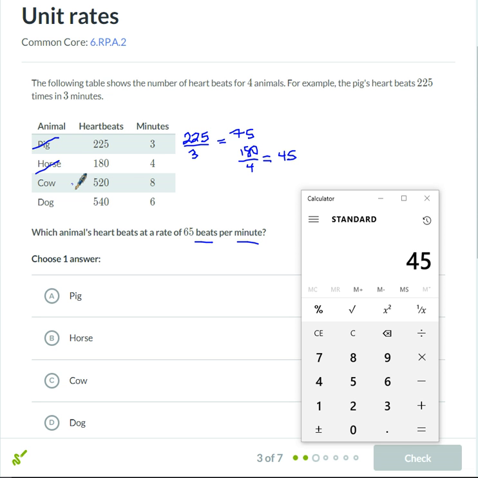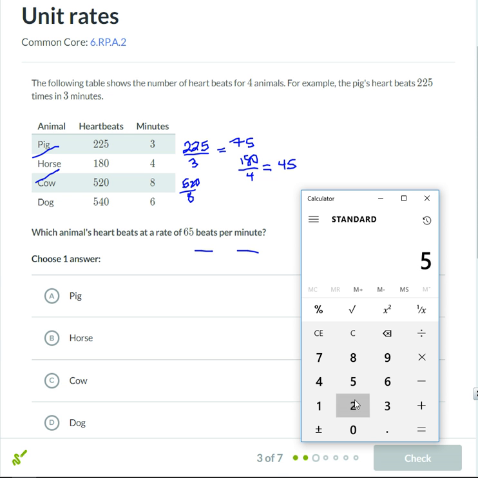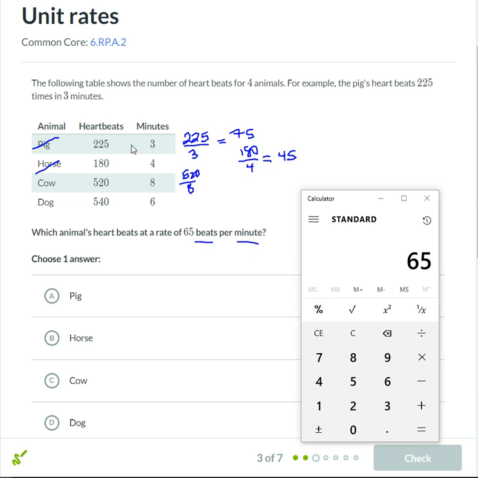I tried again with the cow. This is 520 beats per 8 minutes. So 520 divided by 8 gives me 65. And that's exactly what I was looking for. So that means that the cow does have a heartbeat at a rate of 65 beats per minute. The beats divided by minutes gave me 65.